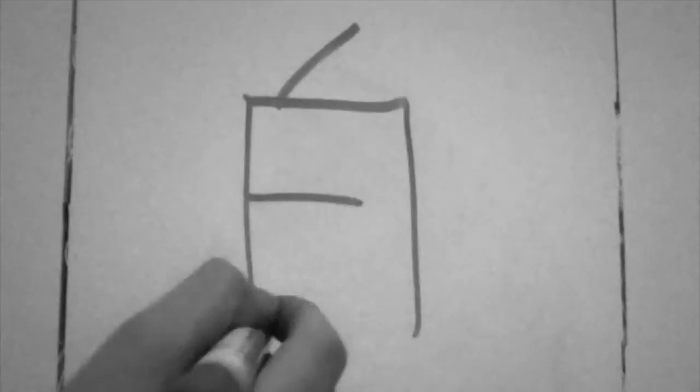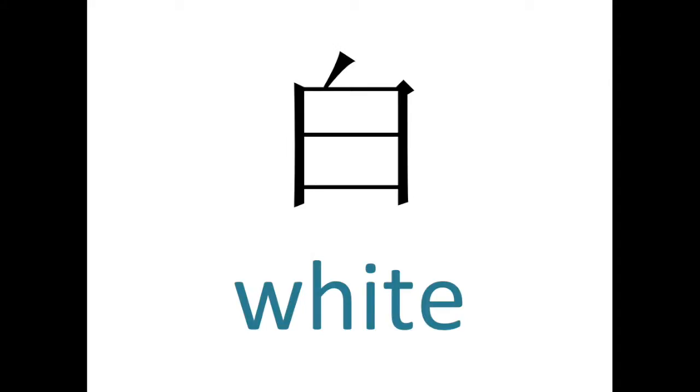The next character we're learning, you should know because we learned the radical for it, and it's the character for white, right? Pretty simple. It's a sun with a little tiny tick on top. Very good, that's white.